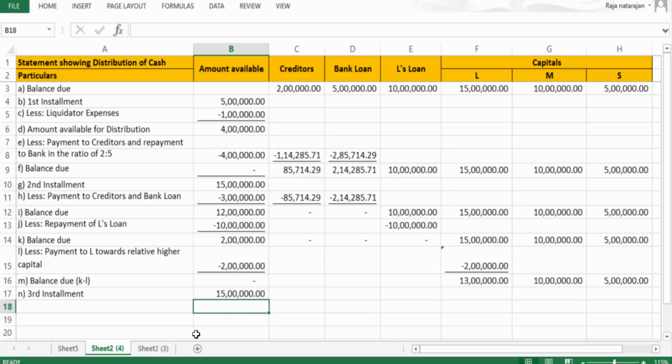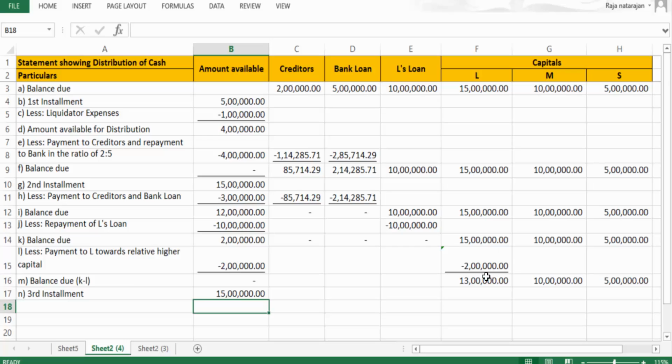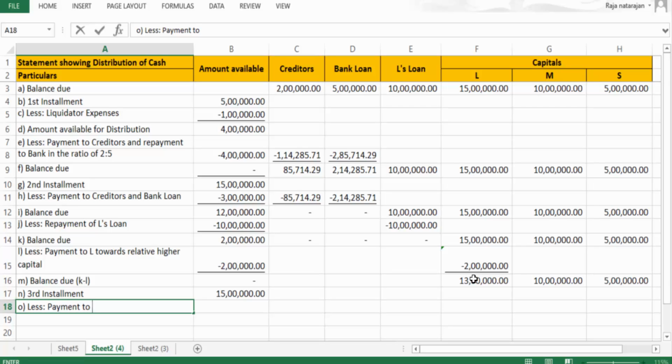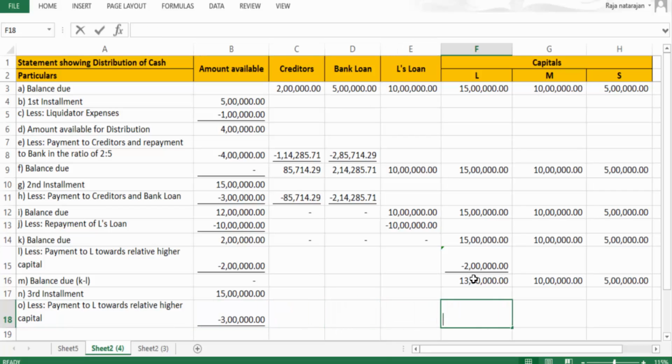Now in this 15 lakh, one thing we have to do immediately. What is that? L has an excess capital of 5 lakh. Out of that, only 2 lakh has been paid. So first let's pay L's relative higher capital to the extent of 3 lakhs. So I'll say item number O, less payment to L towards relative higher capital. And what is the amount? It is 3 lakhs, because 5 lakh, 2 lakh already been paid. And let's capture that.